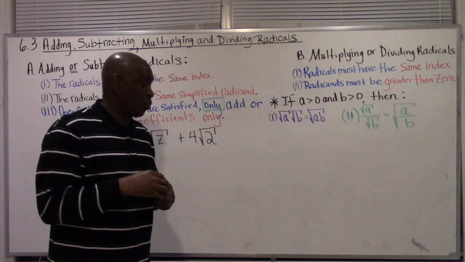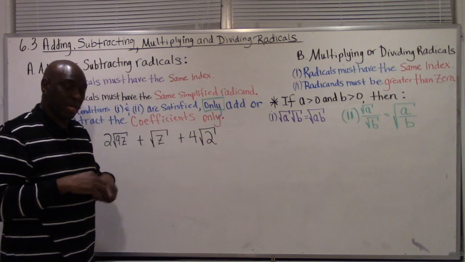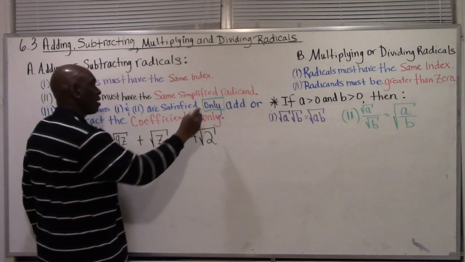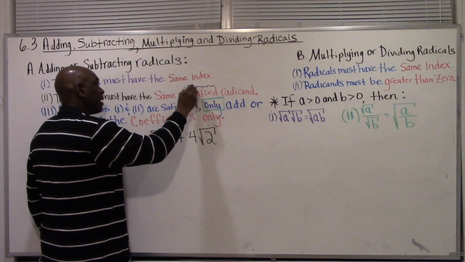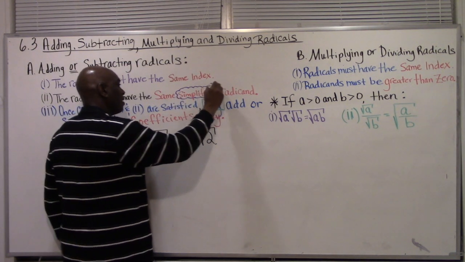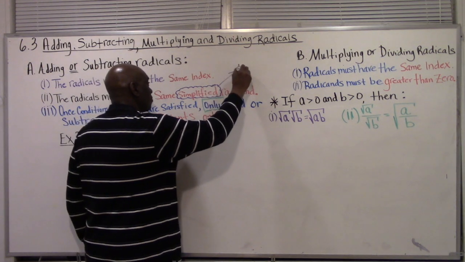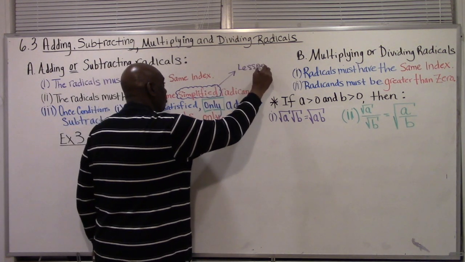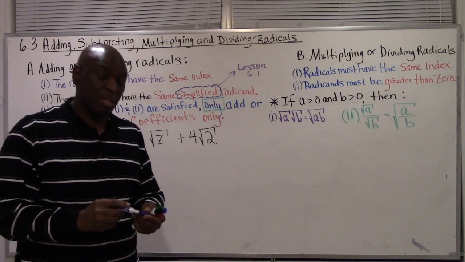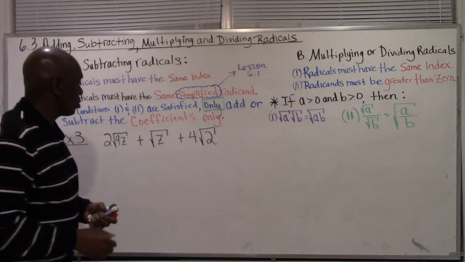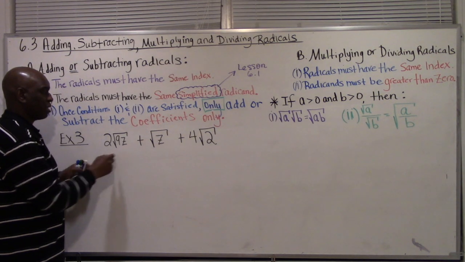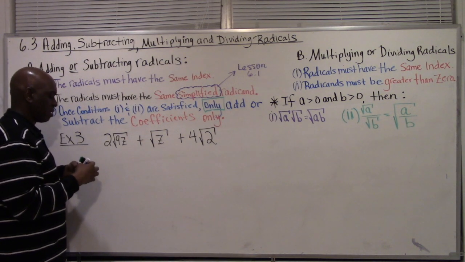However, there's one word up here that we have to take a look at now. Here it is. Watch this. Don't miss this. It's called what? Simplified. This goes back to lesson 6.1. It's important. Lesson 6.1. Simplified. So we're going to have to simplify this radicand right here. Okay? I'm going to pull that off to the side.